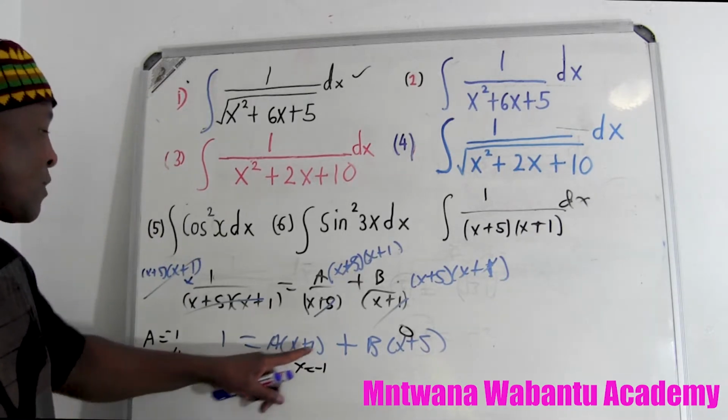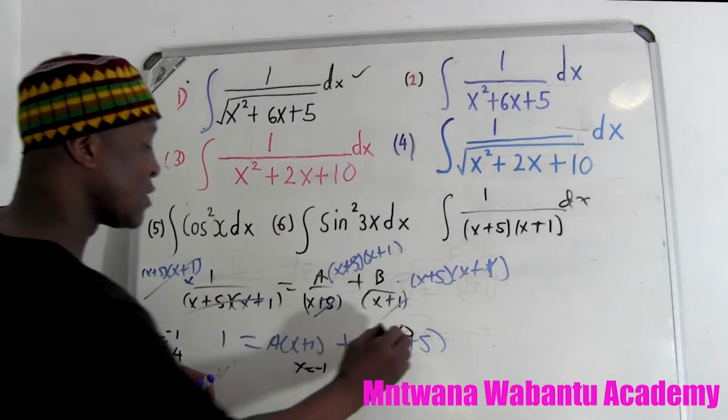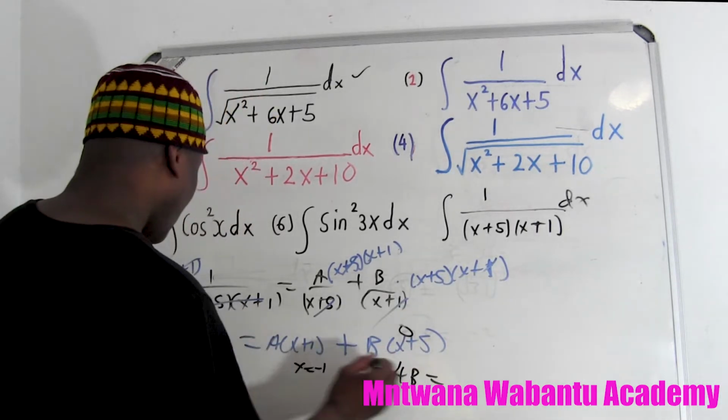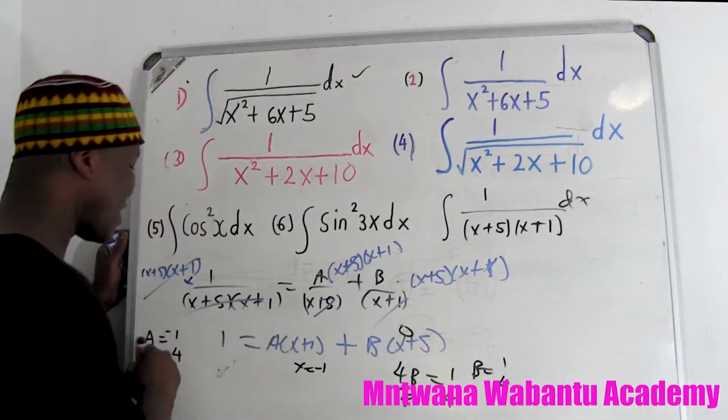0 times a equal to 0. Negative 1 plus 5 equal to 4. 4 times b, 4b. So this is going to be 4b equal to 1. Divided by 4, divided by 4. So our b equal to 1 over 4.